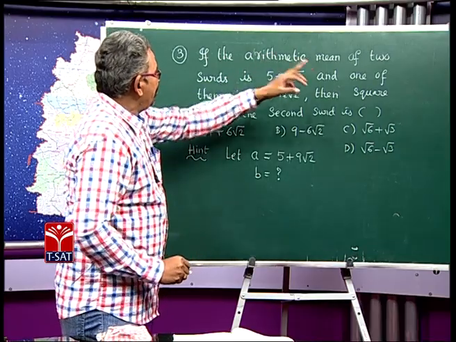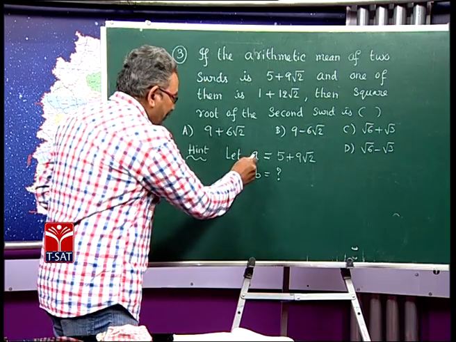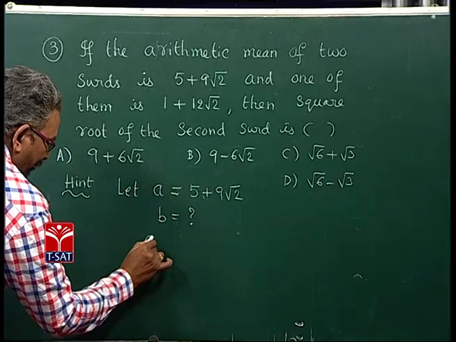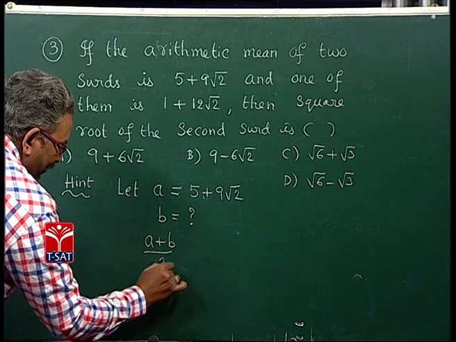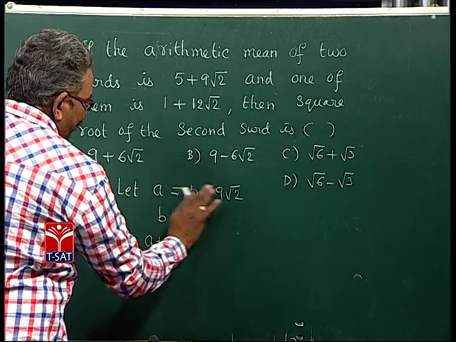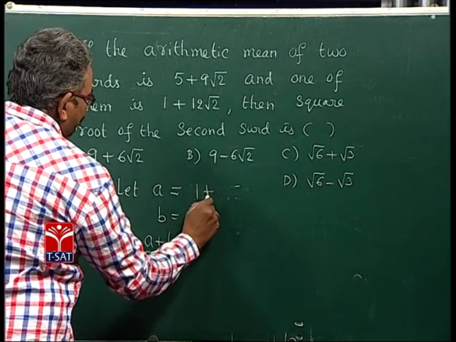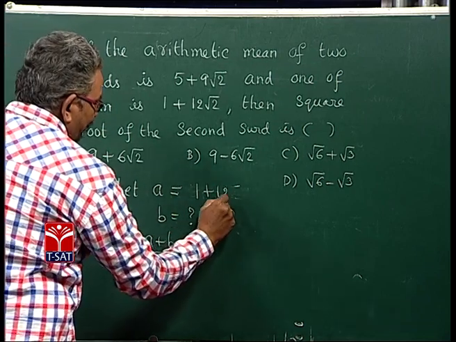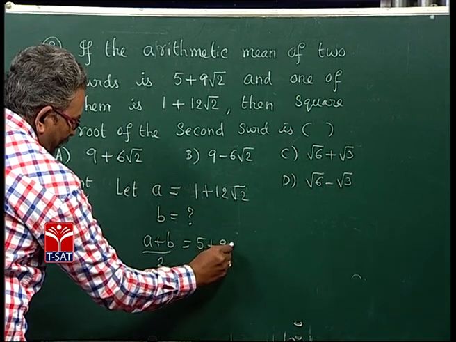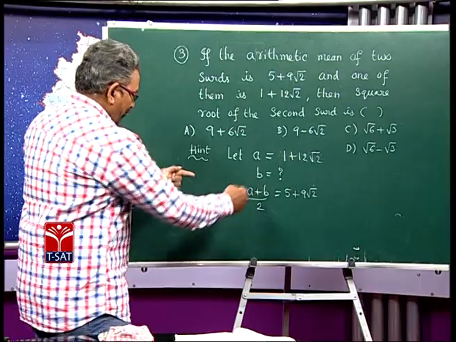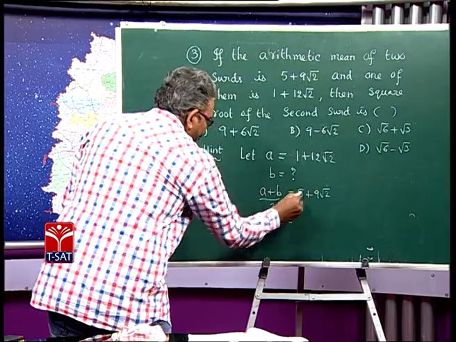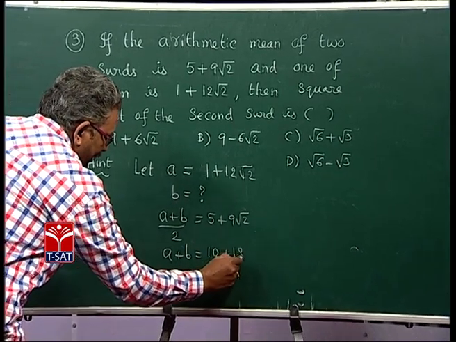What is given? The arithmetic mean of two terms, that means the arithmetic mean of A and B, that is (A plus B) by 2. So (A plus B) by 2 is the arithmetic mean, equal to 5 plus 9 root 2. Here one of the terms is 1 plus 12 root 2. Now cross multiply. A plus B equals 2 into 5, that is 10 plus 18 root 2.